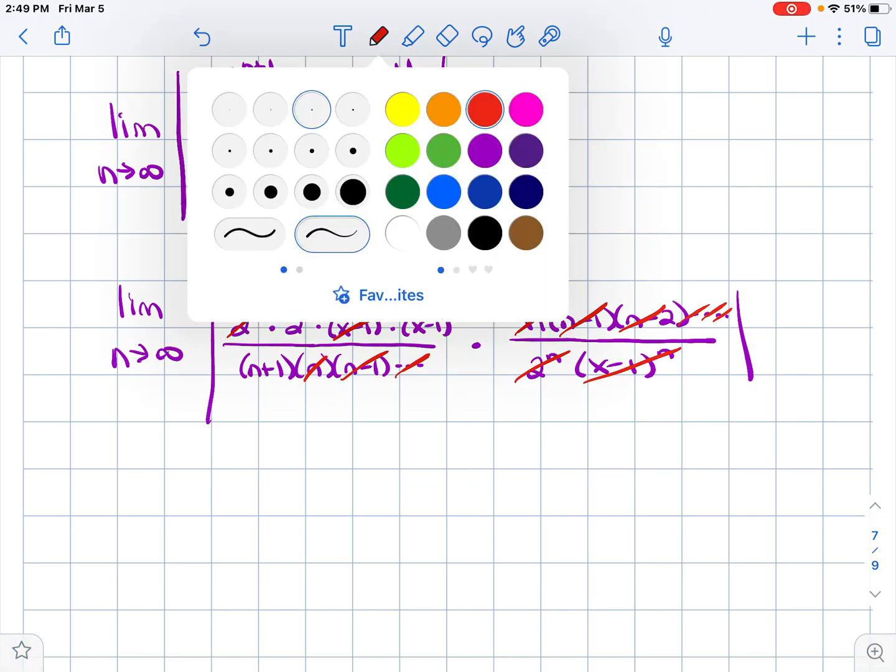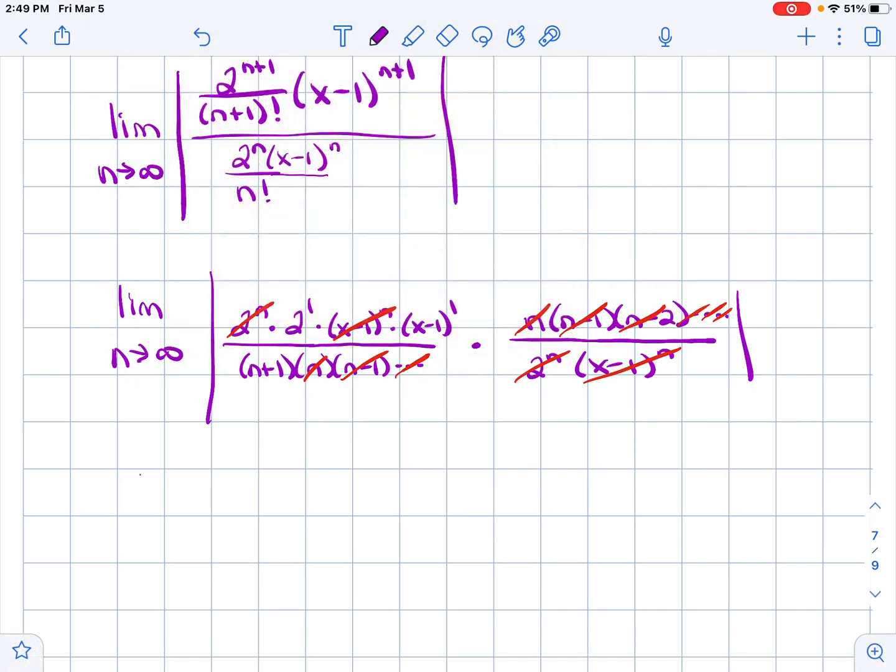So what we end up with then, after we've done all of this simplifying, remember we haven't even found the limit yet. We're still carrying that along with us. So after simplifying this, I end up with 2 times x minus 1 in the numerator and n plus 1 in the denominator. Okay, now that I have this simplified out, I'm going to take the limit of this as n approaches infinity.